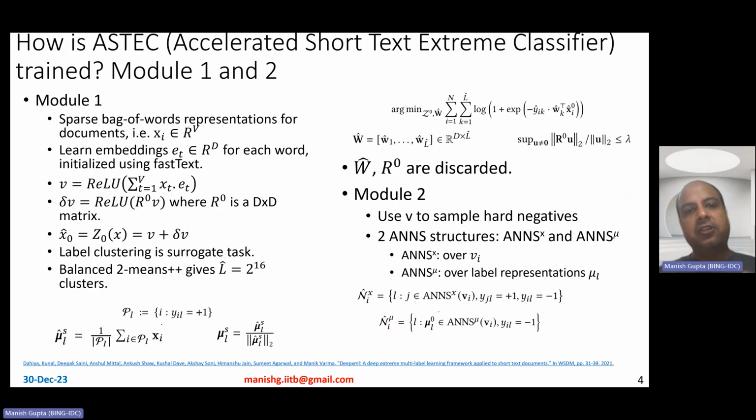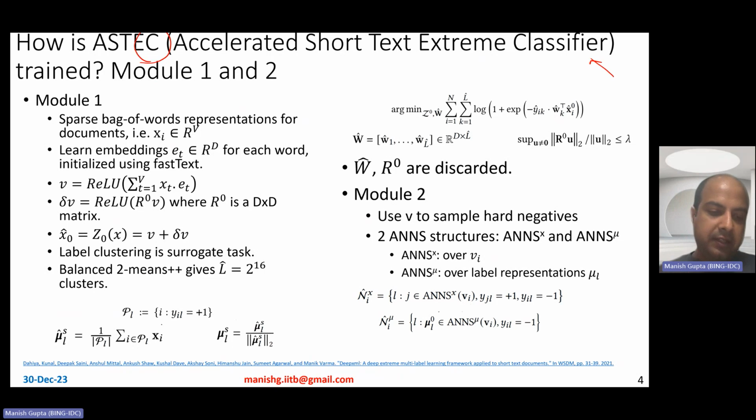OK, now let's get into a little more detail. How is this algorithm called Astec trained? OK, now Astec, just for the sake of people who care about full forms, stands for Accelerated Short Text Extreme Classifier. For a change, they call it extreme classifier as EC rather than XE. OK, but anyway, that's that. Now, Astec follows the DeepXML pipeline. Therefore, it will have 4 modules, M1, M2, M3, and M4. OK, so we will basically talk about how M1, M2 are done in this slide, and then M3, M4 on the next slide. OK, so let's talk about M1 first.